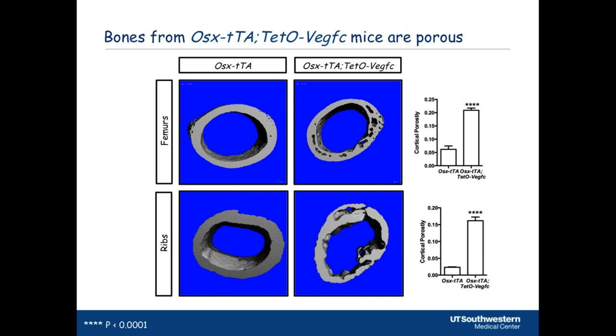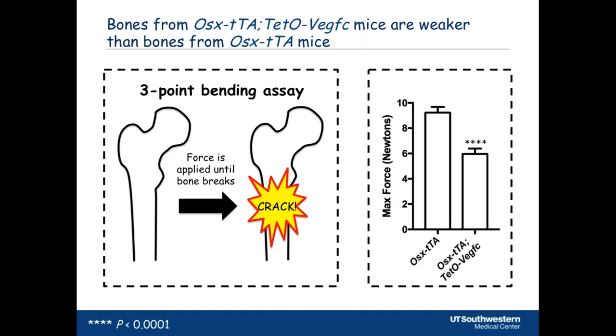We then set out to characterize the effect of VEGF-C expression on bone structure. What we're looking at here are micro-CT images of femurs and ribs from single and double transgenic mice. And what we found was that the cortical bone from double transgenic mice was significantly more porous than the cortical bone in our single transgenic animals. So these data show that expression of VEGF-C in bone can induce bone loss.